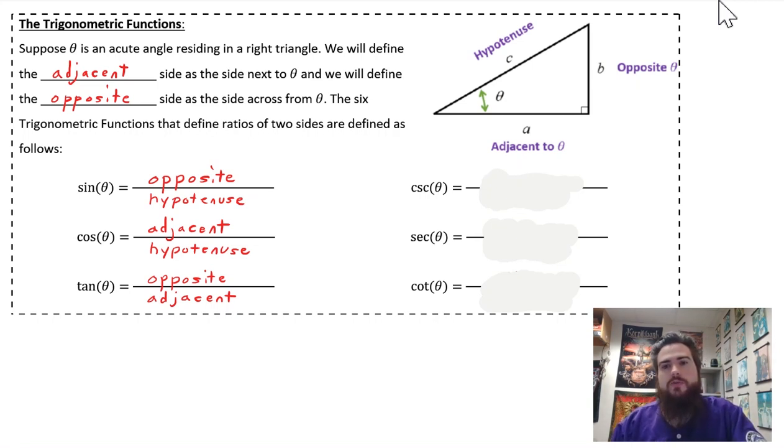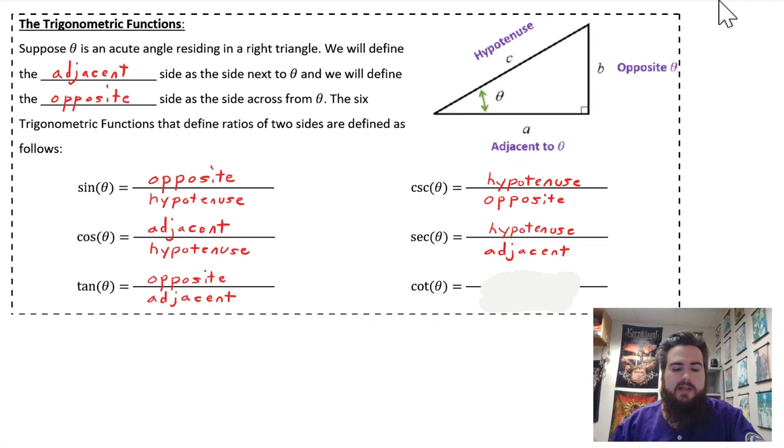The other 3 trig functions we have listed on the right are known as the reciprocal trig functions because they take the main 3 basic ones, sine, cosine, and tangent, and they take the reciprocal of them, or they flip the ratio. So, for example, cosecant would be the reciprocal of sine, so it is hypotenuse over opposite. Secant is the reciprocal of cosine, so that is hypotenuse over adjacent. And cotangent is the reciprocal of tangent, so that is adjacent over opposite. Again, we are primarily going to work with sine, cosine, and tangent in this class.